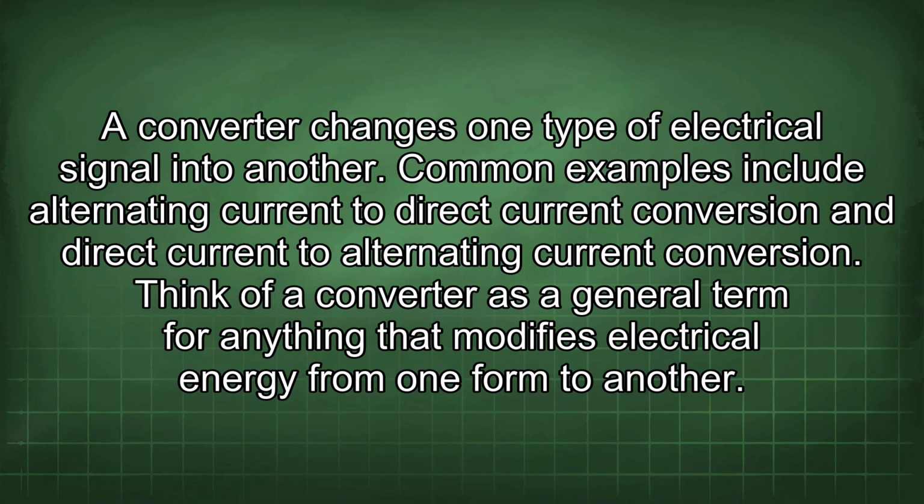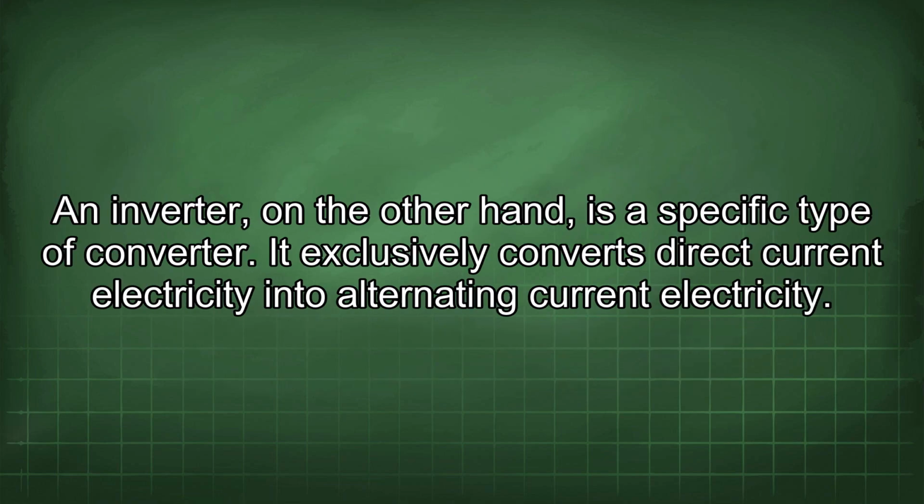A converter changes one type of electrical signal into another. Common examples include alternating current to direct current conversion and direct current to alternating current conversion. Think of a converter as a general term for anything that modifies electrical energy from one form to another. An inverter, on the other hand, is a specific type of converter. It exclusively converts direct current electricity into alternating current electricity.